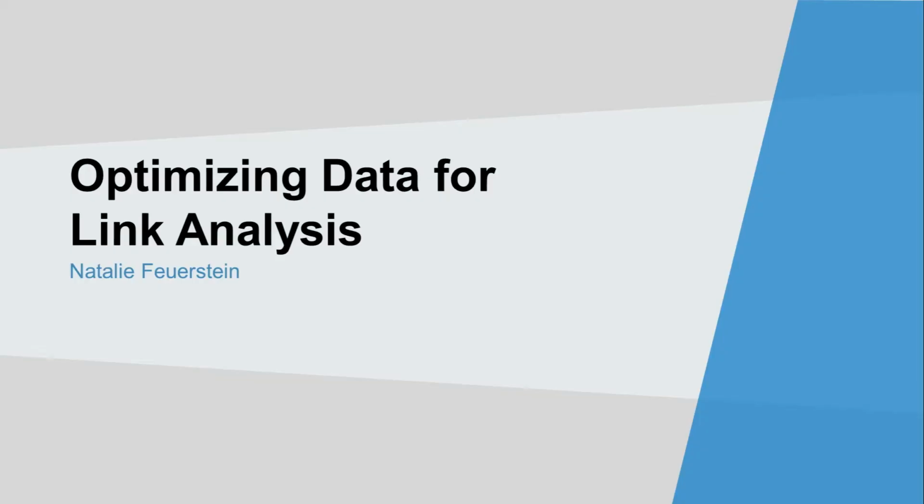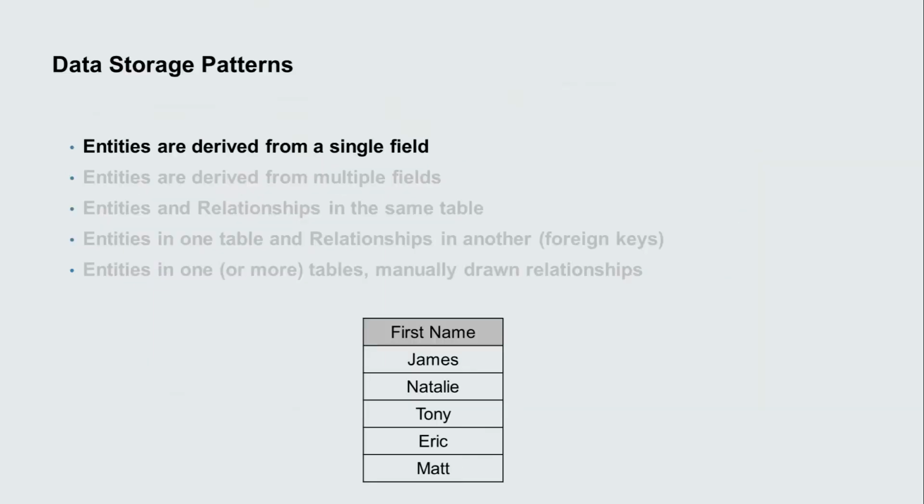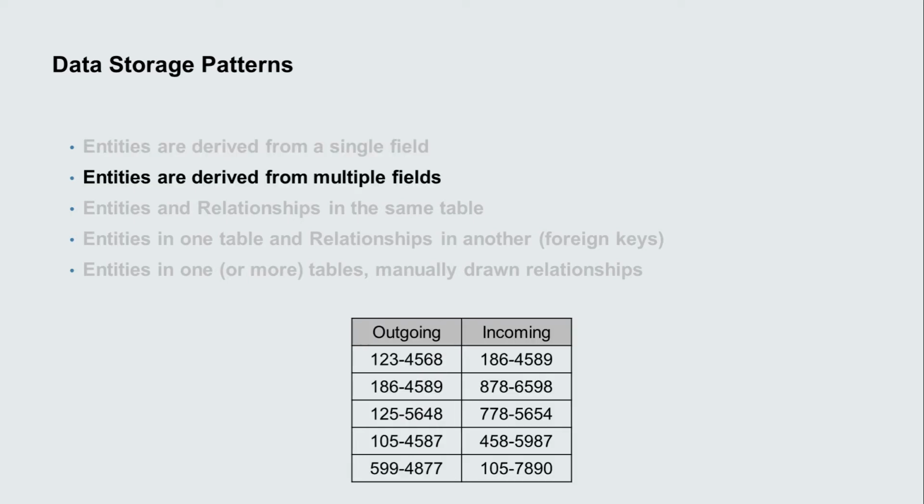Thanks, James. Now you may have data that looks exactly like what James showed, or it may look completely different, and that's okay. There are several supported data storage patterns that we're going to cover. One pattern is when entities are derived from a single field. An example of this is a list of names. In this case, James, Natalie, Tony, Eric, and Matt are all unique entities.